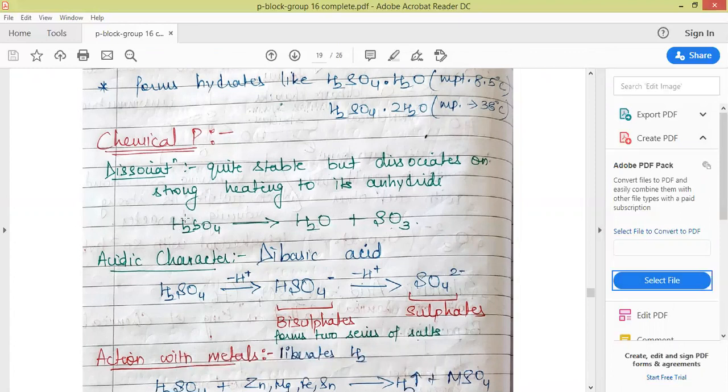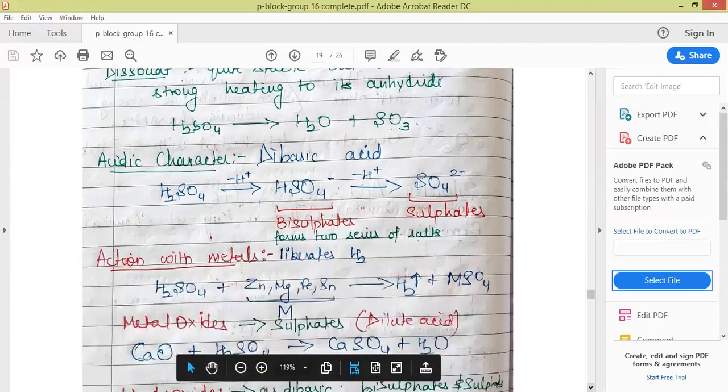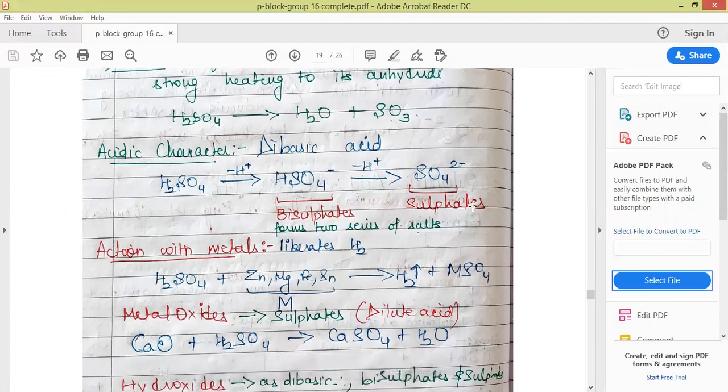This can also be revised from the trick that when we remove H2O, we get the corresponding anhydride, which is SO3 here. Acidic character of sulfuric acid: it is a dibasic acid, as all the oxo acids of sulfur are dibasic acids. It forms two important salts, bisulfates and sulfates. In case of sulfurous acid, the salts are bisulfites and sulfites. Here, these are bisulfates and sulfates.